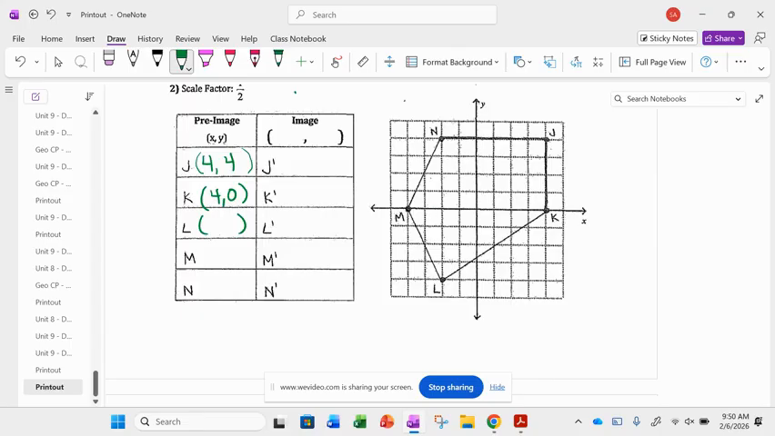For L? I don't think we're going 3 to the left. You're going 1, 2, right? To the left. And then 4 down. So it's negative 2, negative 4.